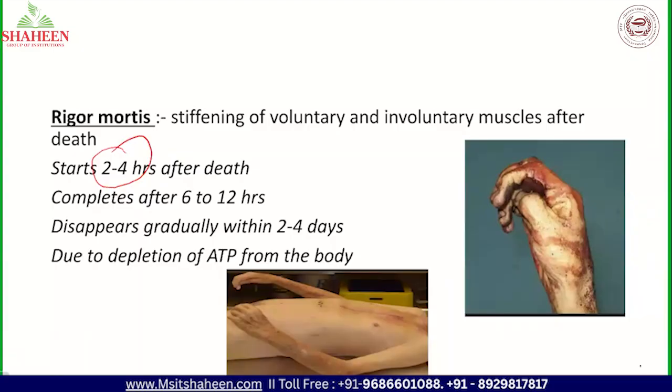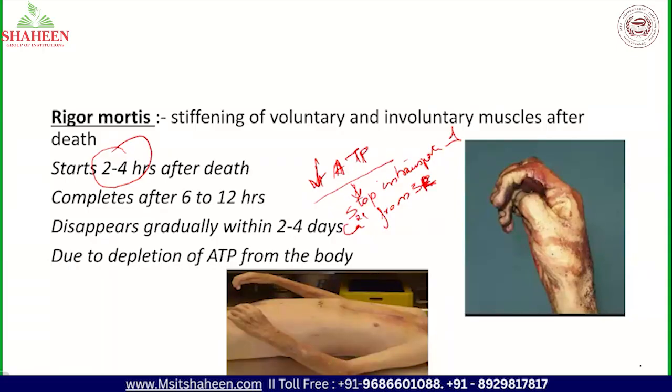So how does rigor mortis take place? Actually, there will be a decrease in the ATP during death, right? There is a decrease in the energy or the ATP during death. So what will happen when there is decreased ATP? There will be a stop in transportation of calcium from the sarcoplasmic reticulum for the muscle contraction.